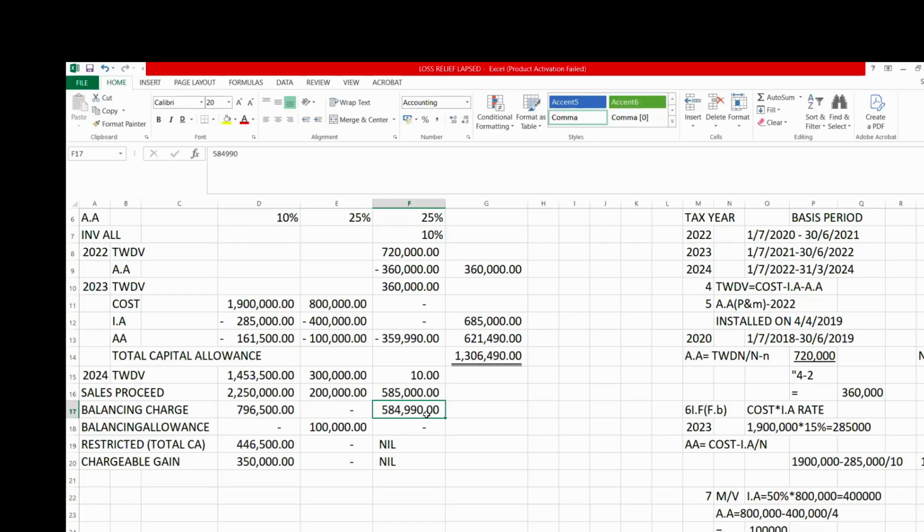It is only when the capital allowance that you have claimed is not up to the balancing charge that it will be restricted to the amount of the total capital allowance claimed on the assets. So that is how to calculate capital allowance when you have a scenario of cessation of trade or business. So any question?